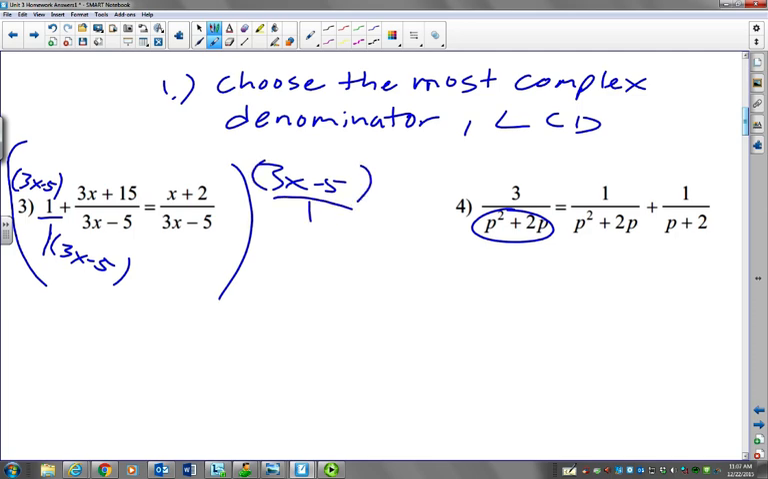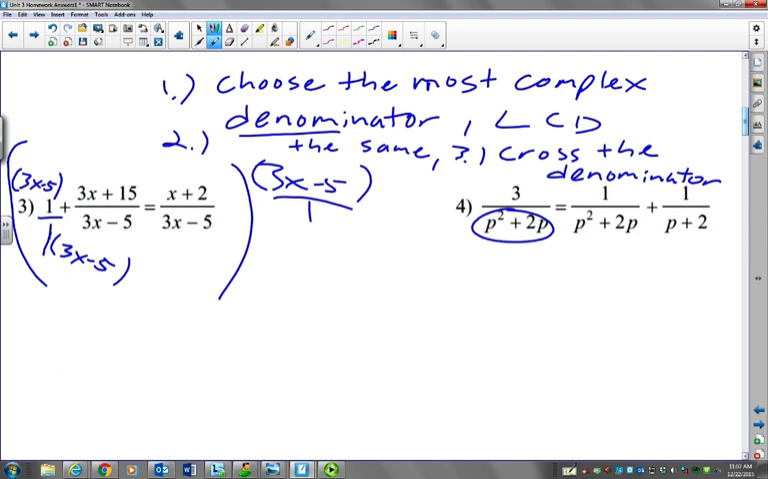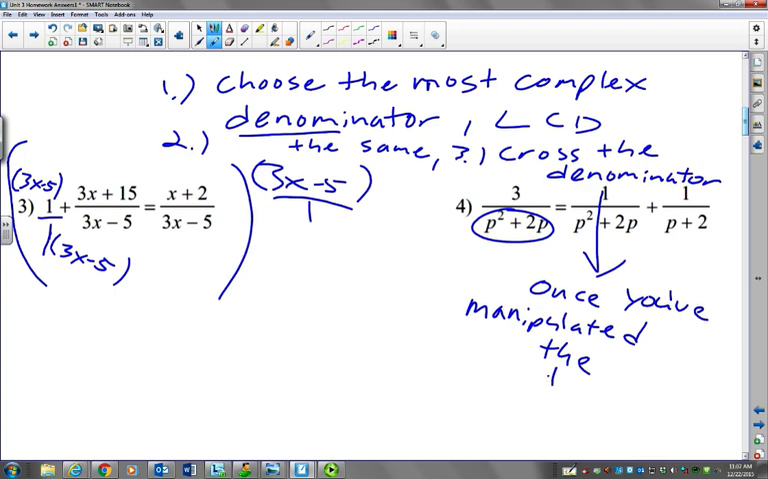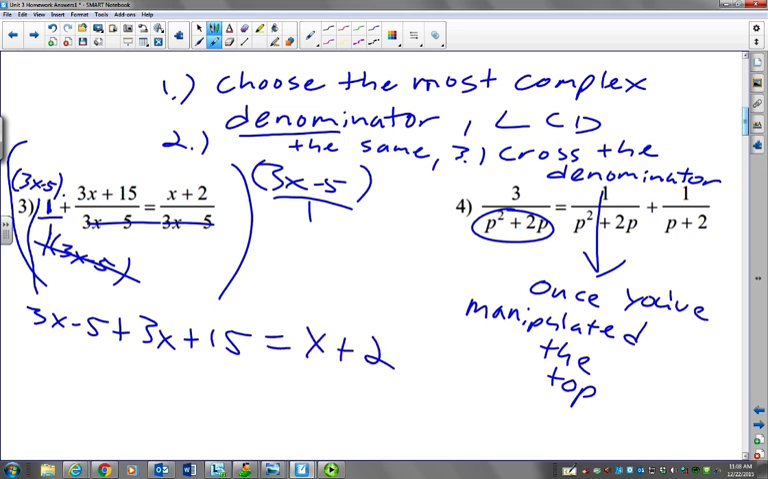So step number 2 is get the denominator the same for all of them. And then step number 3 is cross out the denominators. Once you've got them all the same and manipulated the top, for example, we manipulated the top here by taking this 1 and timesing it with the 3x minus 5. Now I can cross all the bottoms out and just solve for the top. So then we'll bring down the 3x minus 5 plus 3x plus 15 equals x plus 2. Bam. You got it here?